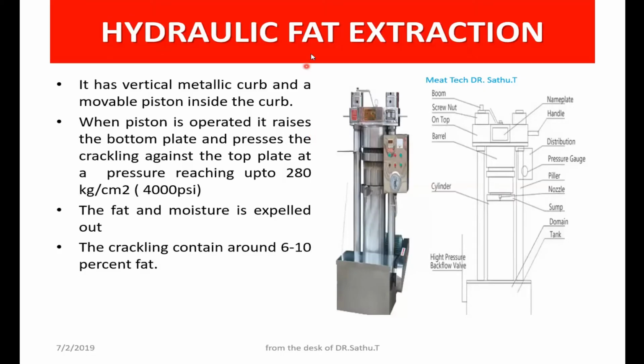The next method is hydraulic fat extraction method. This is a little costlier compared to the centrifuge method, but the fat percentage we get in the final product is less. We always see that the fat should be very less, because if fat is more, it can lead to rancidity. So here hydraulic pressure is used, around 280 kg per centimeter square. With high pressure we are pressing it out, so the fats will be removed from that. The fat and moisture is expelled out. This is another method that's called the hydraulic fat extraction method we can use.